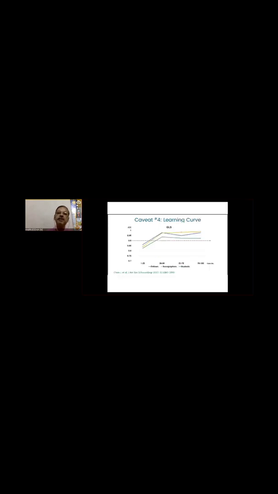Last is caveat 4. I told you there must be some learning curve. This is a beautiful paper published by fellow sonographers and students. You can find that at least 50 cases are required to maintain your balance of doing proper GLS estimation. So there is a significant learning curve associated with LV strain analysis, and they recommend a minimum of 50 studies for training to achieve competency in GLS analysis.